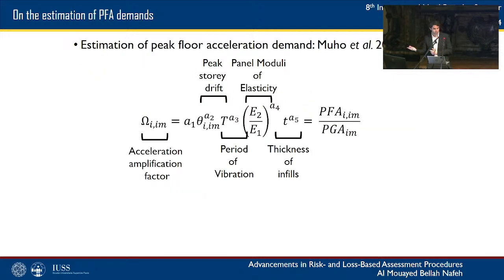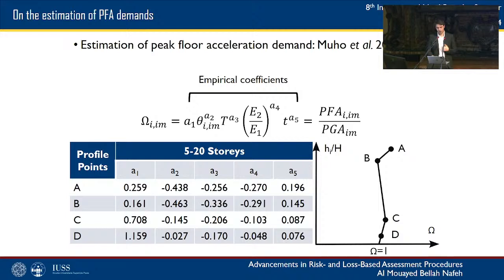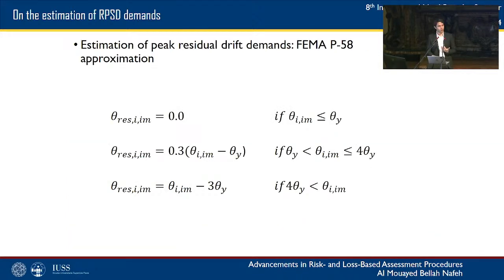For peak floor acceleration, we use a deformation-dependent approximation that uses these drift values at every story level to approximate, using an empirical set of parameters, the amplification factor, which is a function of the peak floor acceleration and the PGA that is expected at each intensity measure level at each code-based limit state, to estimate the peak floor acceleration demands. And to remain simplistic, we went with the FEMA P58 approach for the characterization of the residual peak story drifts, which we can simply get as a function of the yield drift of these structures. Okay.